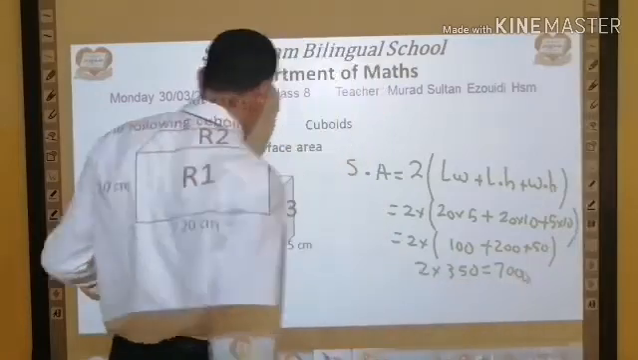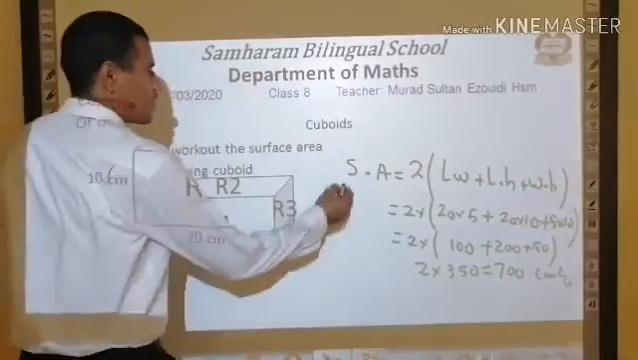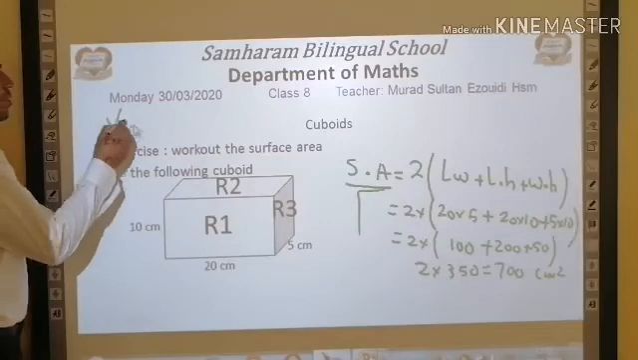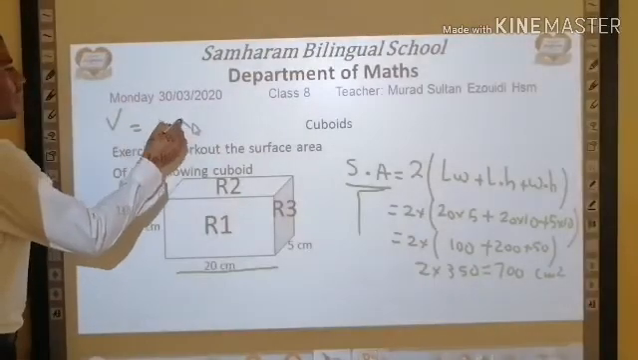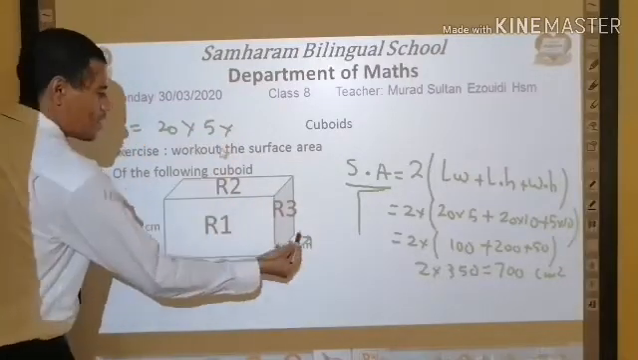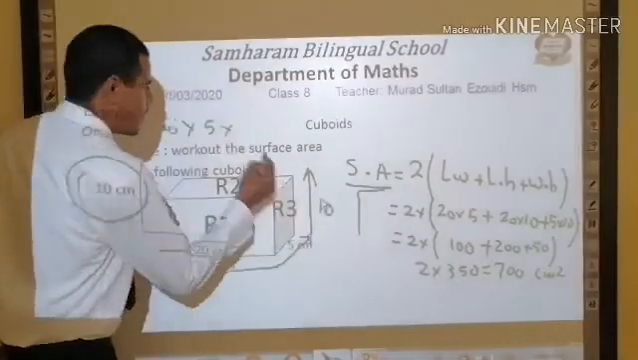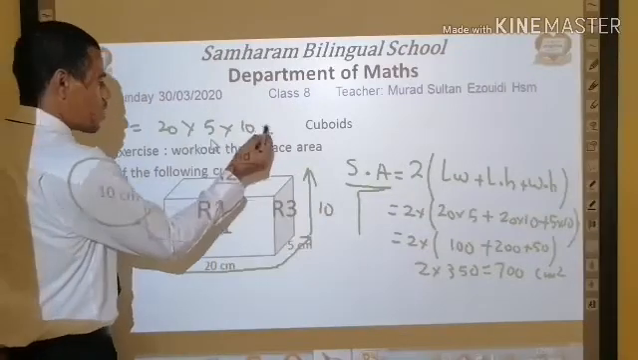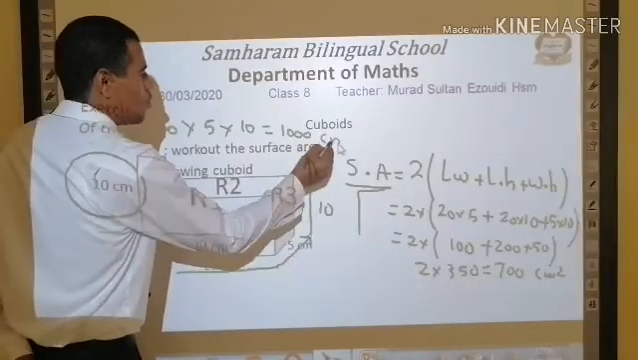What is the unit? Of course, the unit is centimeter squared. This is about the surface area. Now about the volume. The volume equals what? 20 multiplied by 5, multiplied by the height. The height is this, is 10. Multiplied by 10. 20 by 5 is 100. So by 10, 1000. What is the unit? Centimeter cube.